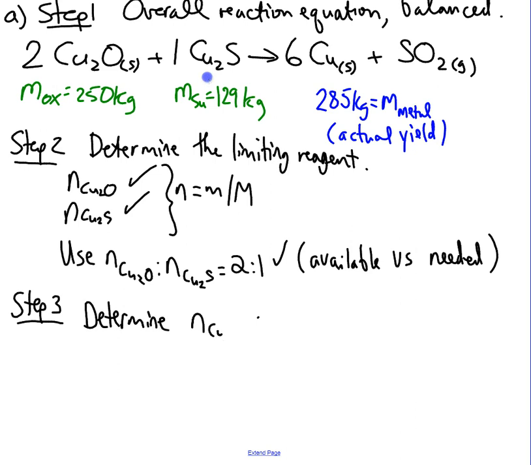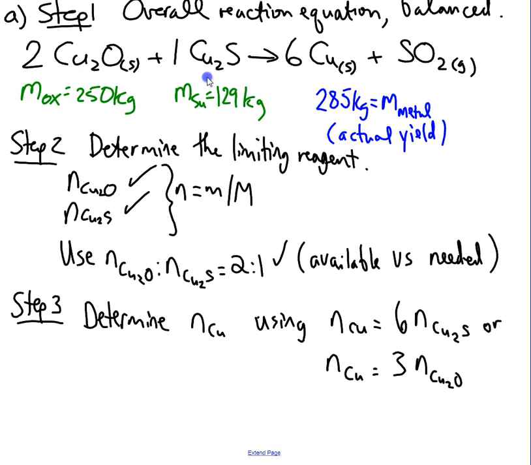In step 3 we're going to be looking at determining the number of moles of copper. In that case, that would be using moles of copper equals either 6 times the number of moles of copper 1 sulfide, or moles of copper equals 3 times the number of moles of copper 1 oxide. The question is, we don't know which of those 2 mole ratios we're going to need. That requires step 2 to be completed first. So first the limiting reagent is determined, and that will either be the amount of this or the amount of that. So it's really important that step 2 has to happen.